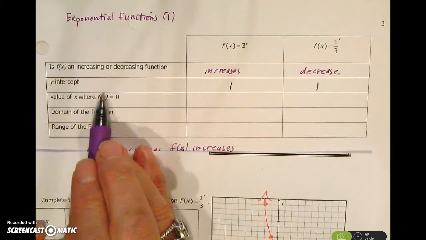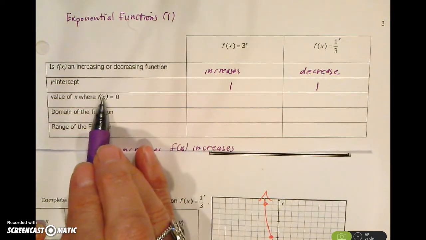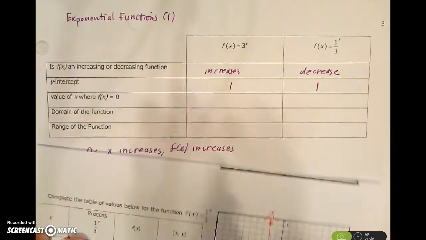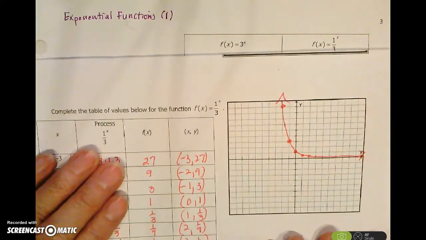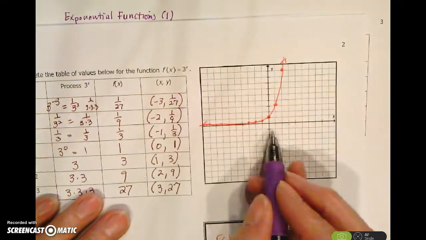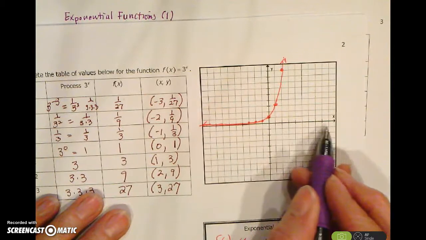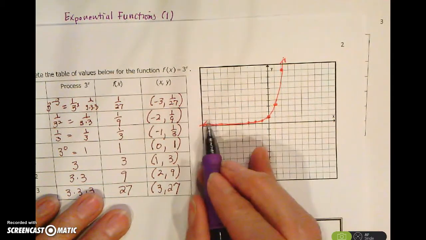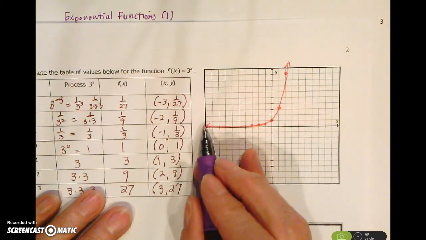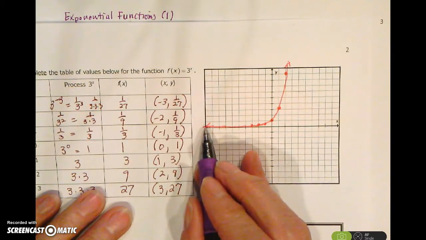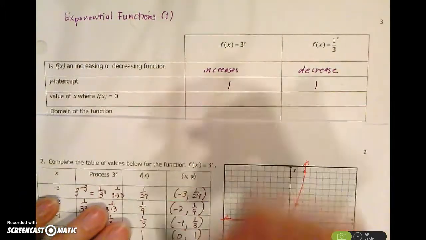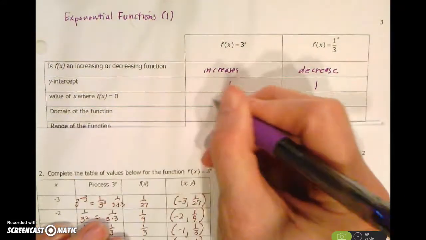What is the value of x where f of x is equal to 0? Remember, f of x represents y. So this is asking, where does y equal 0? Looking at our graph here, y is 0 on the x-axis, wherever it crosses the x-axis. Does this graph ever cross the x-axis and actually touch it? The answer is no, it does not. So for the value of x where f of x is 0, there is none.